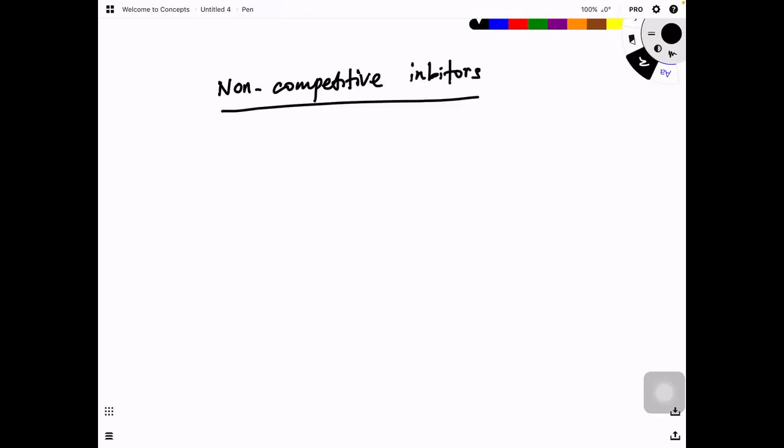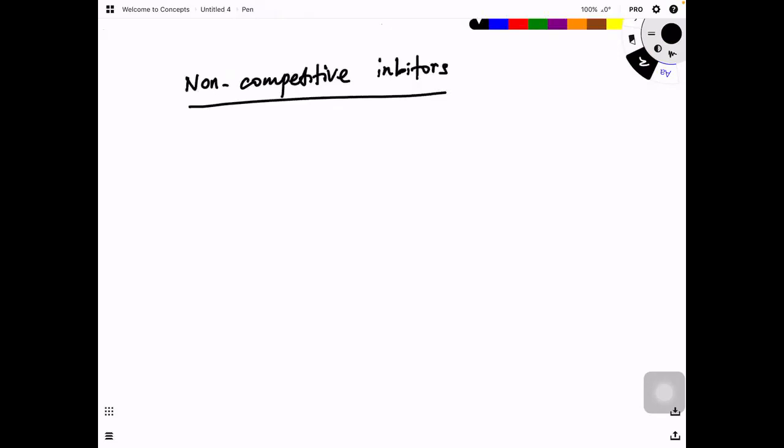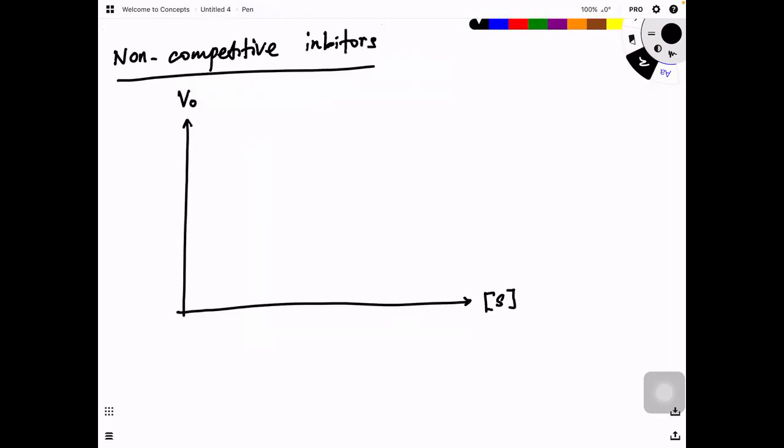Okay, so now look at it. With the non-competitive inhibitor. So again, I draw the graph. Okay, so this is the initial rate of reaction, and then we have the substrate concentration. Now what we're going to do here is, we have the graph without the inhibitor. So this is without inhibitor.